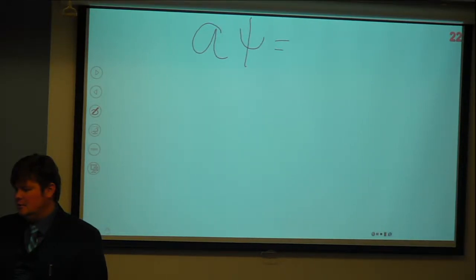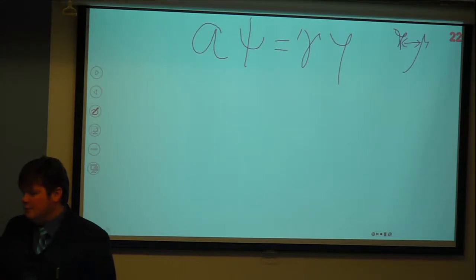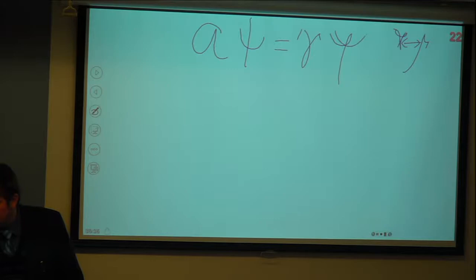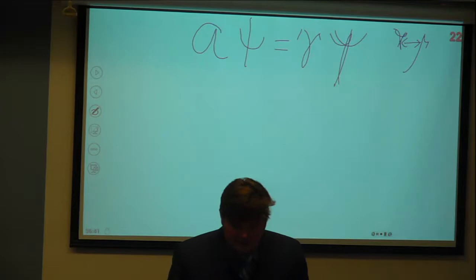A psi equals gamma psi. Just use gamma in the same way as before. So before we expressed an annihilation operator in terms of Dirac ket and bra, transitions from higher to lower, from n plus 1 to n, right?